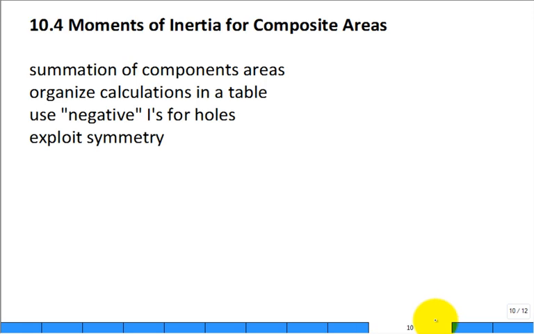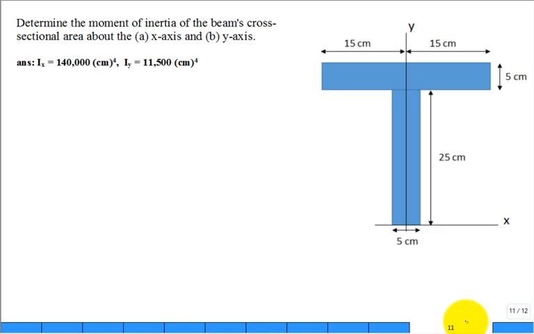Once you get the parallel axis theorem, you really can use it when you compute the moments of inertia for a composite area. And we don't have time for that, but I do have a handout for you. Try to solve this problem for next time if you can, as well as doing the homework.